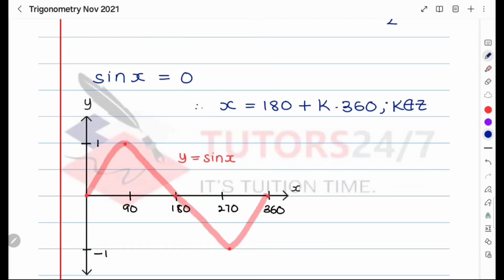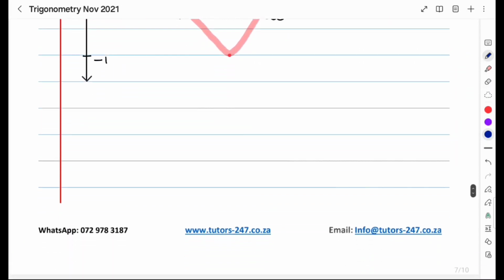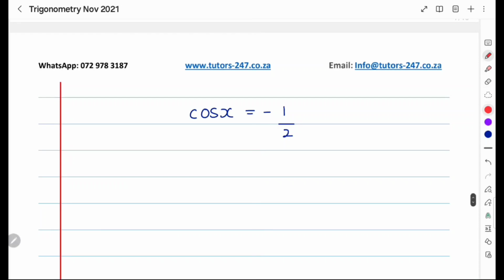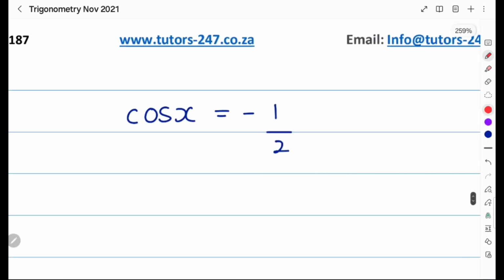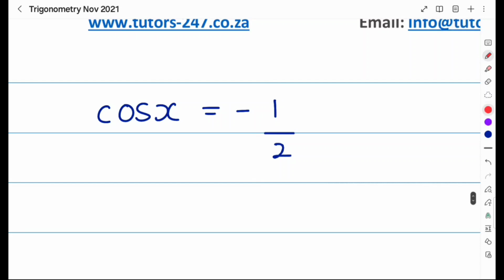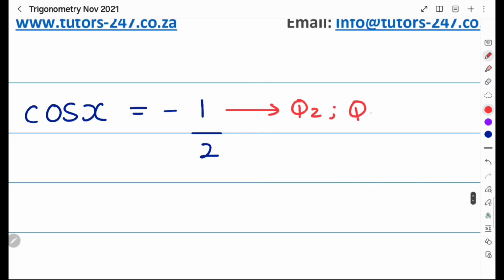Next, let us have a look at the second part. Cos x equals negative a half. Now keep in mind, because cos x is equal to a negative answer, or something that is negative, it means that it is going to be in quadrant 2 and quadrant 3. That is where our solutions are going to be in. If cos x was equal to something positive, our solutions would be in quadrant 1 and 4, because those are the solutions in which cos x is positive.